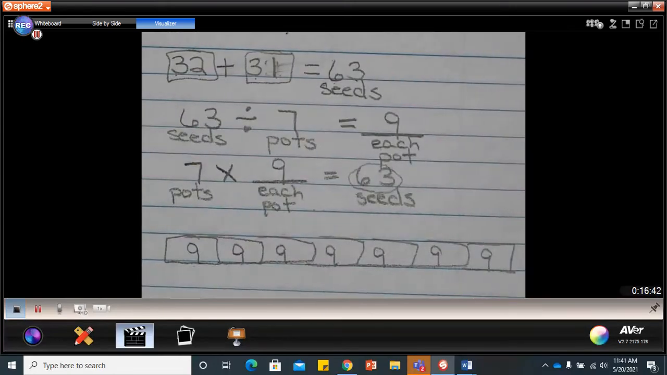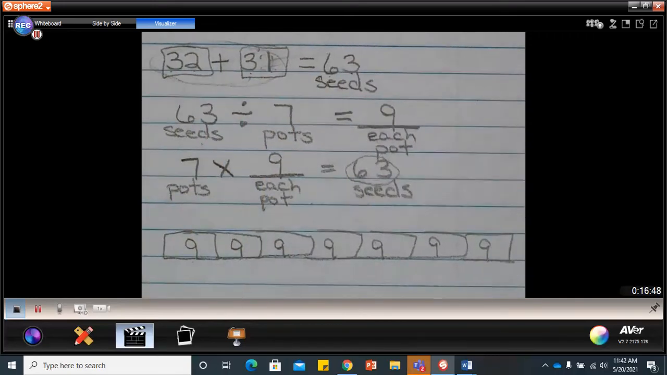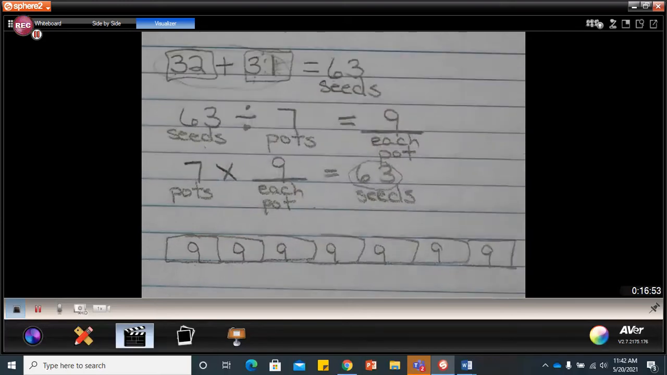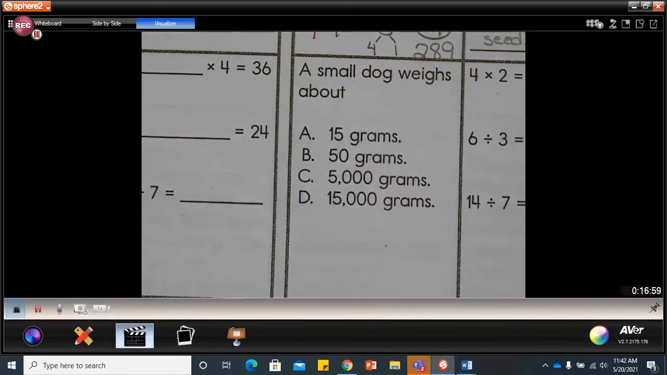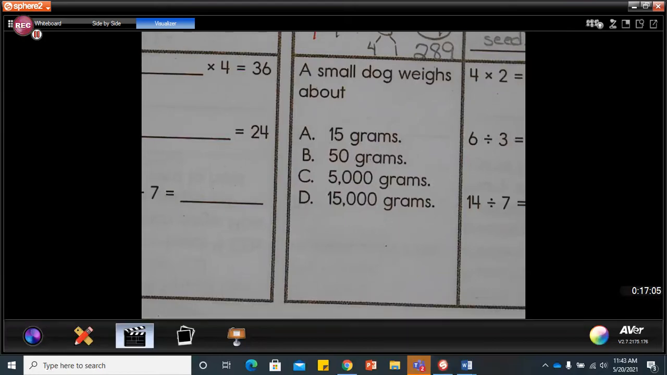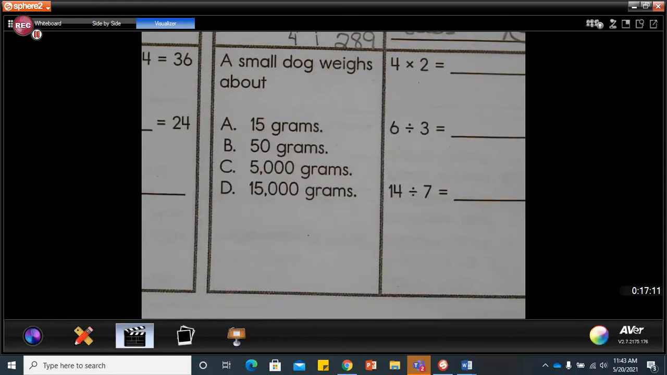So this is a 2-step problem. You had to add the seeds together first and then divide them equally into the groups. All right, now let's take a look at another problem. Another problem that we have is looking at how much a small dog weighs in grams. So we're going to take a look now, and I'm going to show you some tools real quick.